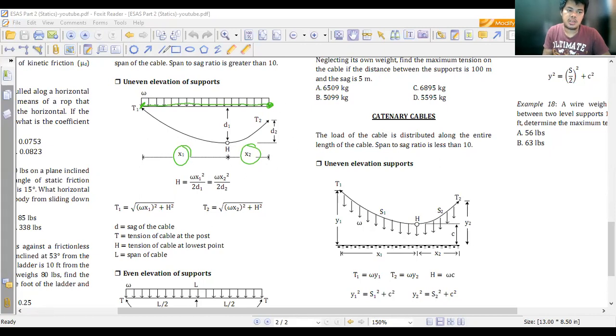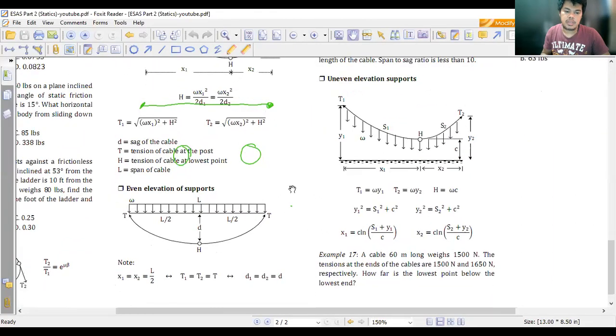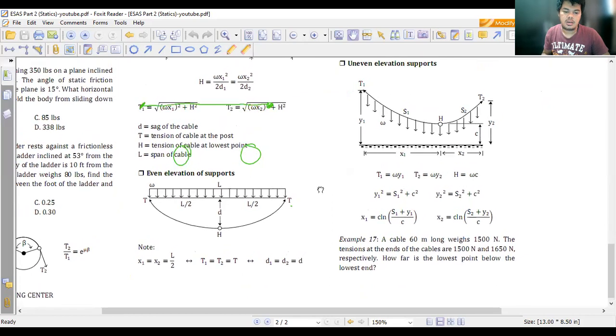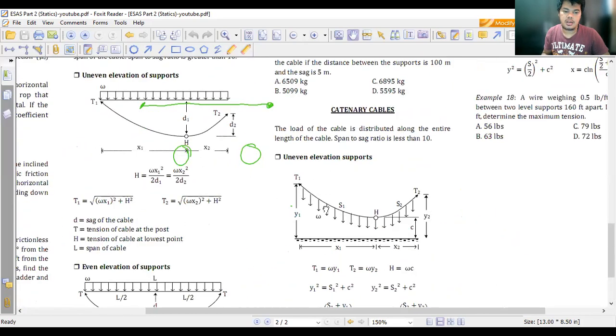But for even elevation of support, the horizontal distance from this point to the lowest point is basically half of the total length L. Okay, so you can see. Might as well the tension for both ends of the cable are the same, T1 and T2, so that's equal to T.